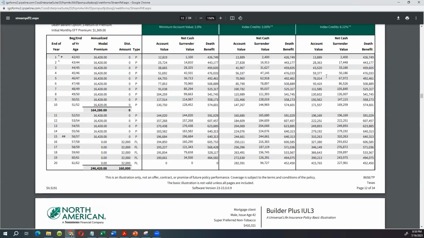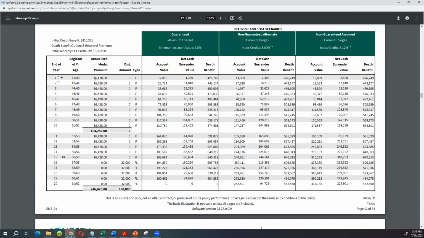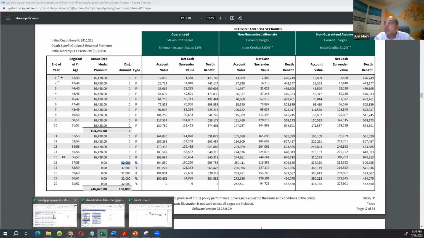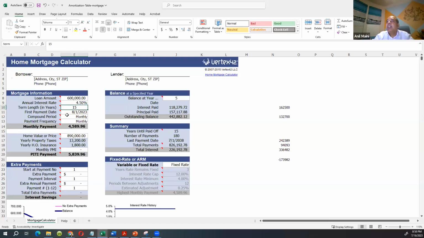Sure. But this one works out fine. So 16,000 is the difference they are putting, and the death benefit is low. In the 16th year, the cash surrender value will increase to around 290, around 300K. Then they start taking 32K. We are hoping that their mortgage payment, let's go to the amortization table once again, the 30-year mortgage payment.